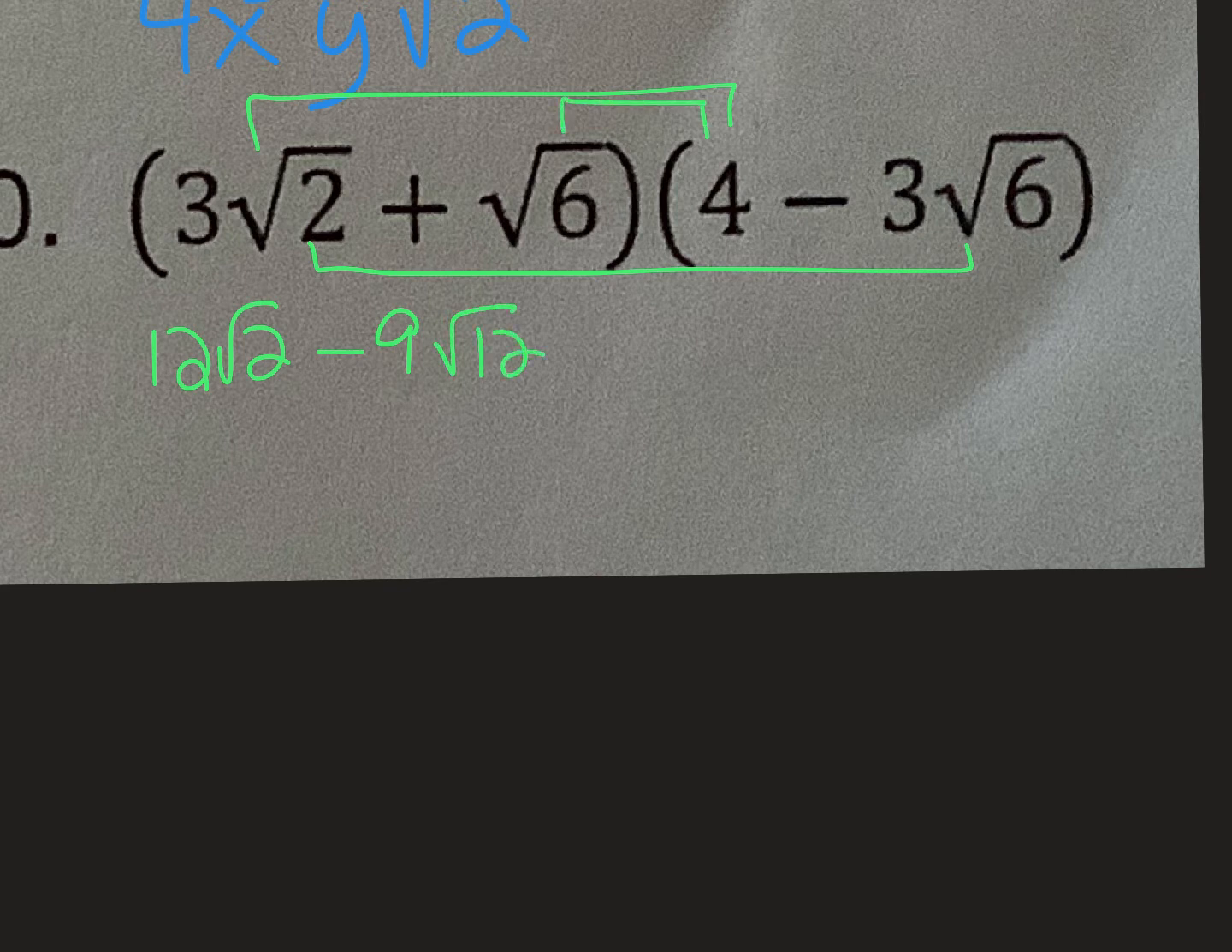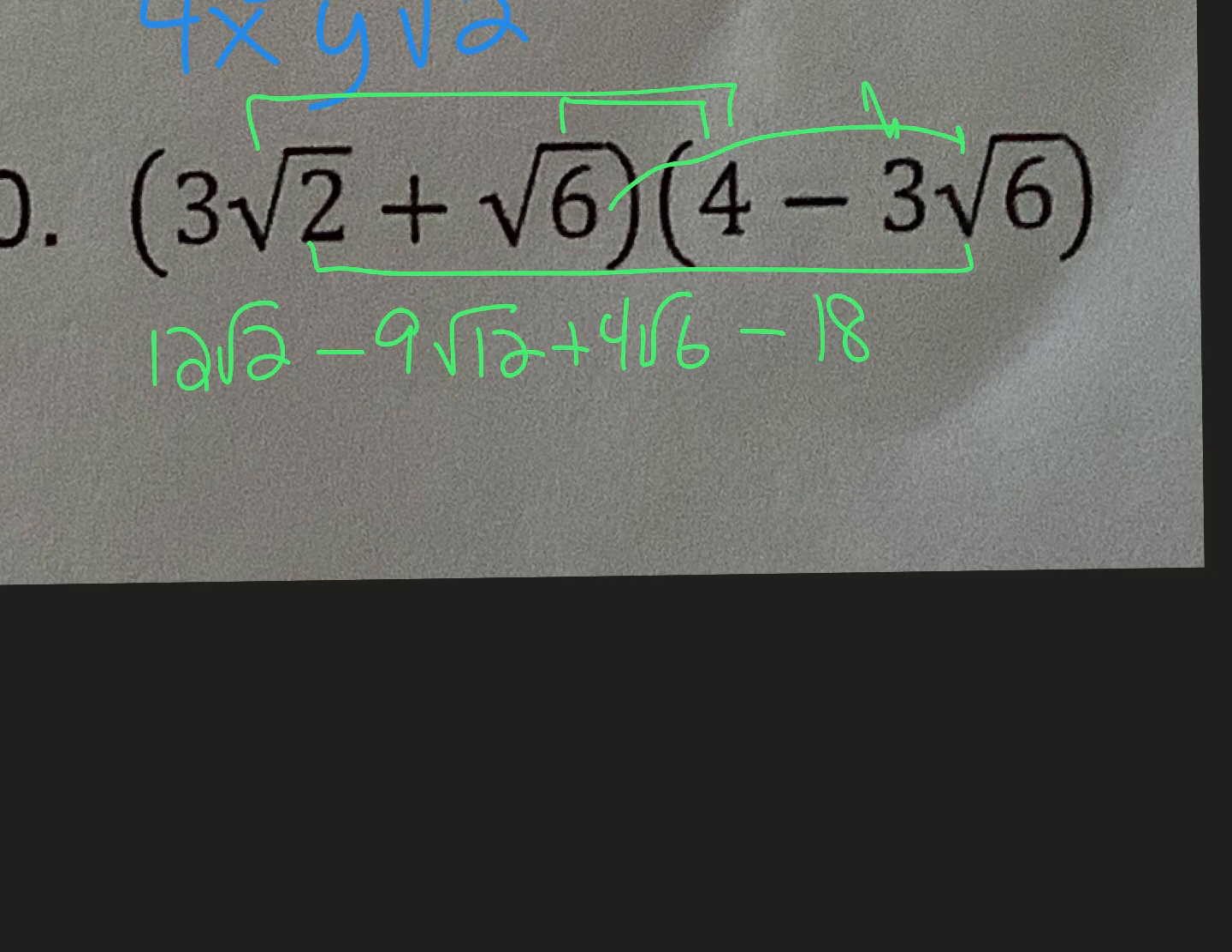Now I'm going inner. That's those two. So we get 4 on square root of 6. And then I'm going last. That's these two. There's a 3 inside. And I got square root of 6 times square root of 6. Remember, if you get the same number, square root of 6 times square root of 6, you can just pull out the 6. So it's 6. But don't forget the 3 right here. 6 times 3 is 18.